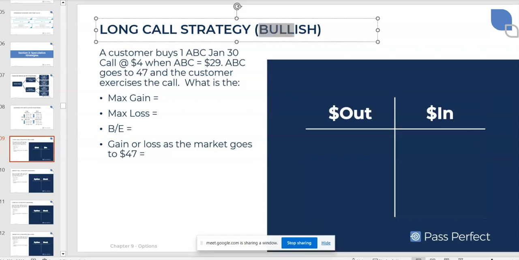Like it says here, right? They're bullish on the stock. They think it's going to go up later. That's why they want to lock in a buy price now.